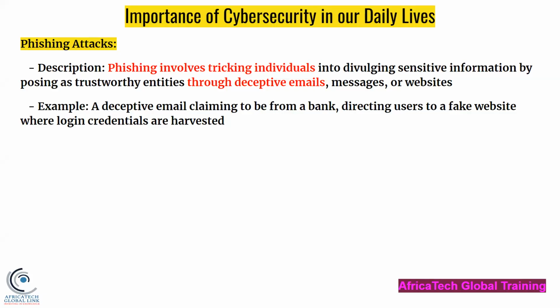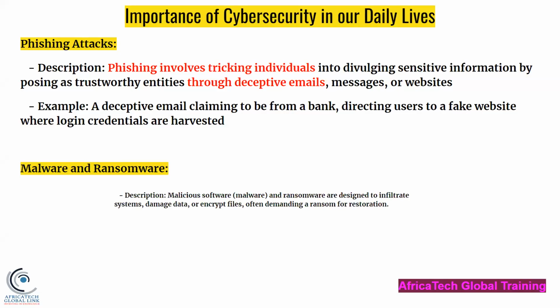So they can ask you, do you have your computer? You say yes. Okay, just go here, and that's your website. It's unsecure. Nobody can track who is doing that, who is taking your money. So we have to be careful. Next, malware and ransomware.